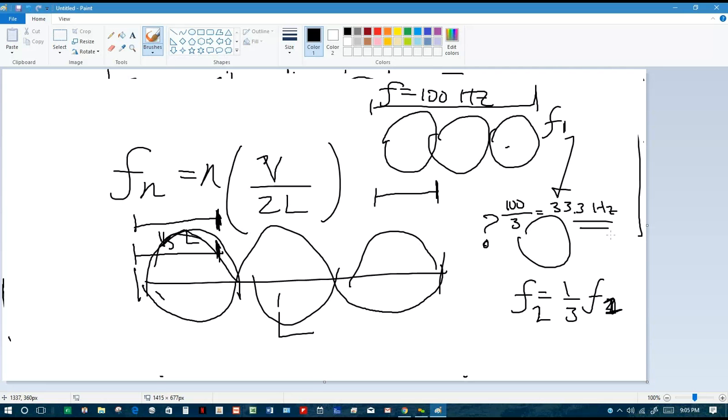It's saying you're taking the length of your string and shortening it down to only 1/3 of the original length, and therefore the frequency would drop by a factor of 3. Does that make sense? So you just take whatever that original frequency was and divide it by 3.